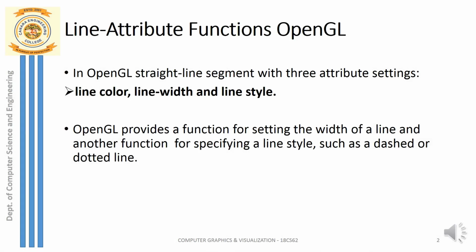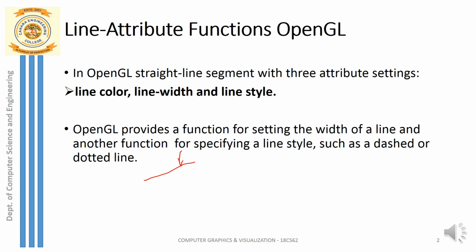Let's discuss now the line attribute functions in OpenGL. We have seen a simple example of drawing a line on the display window. Now we will see how to define attributes for this particular line.